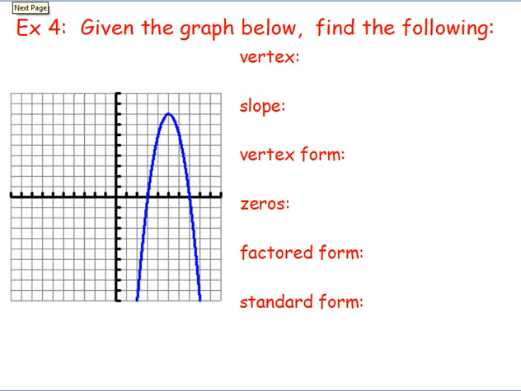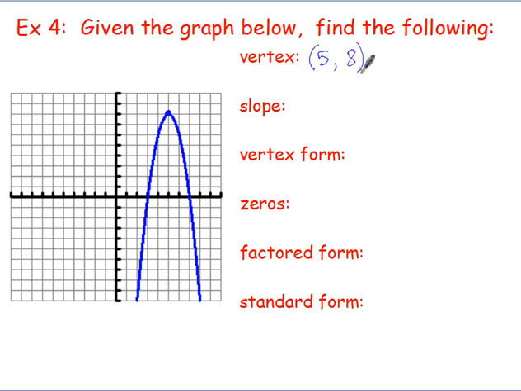Okay, so let's see how well we did. So, of course, the vertex is the very tippy top point. So that is from here, right 1, 2, 3, 4, 5. So right 5 as a positive 5. Up 1, 2, 3, 4, 5, 6, 7, 8. So that's a positive 8.